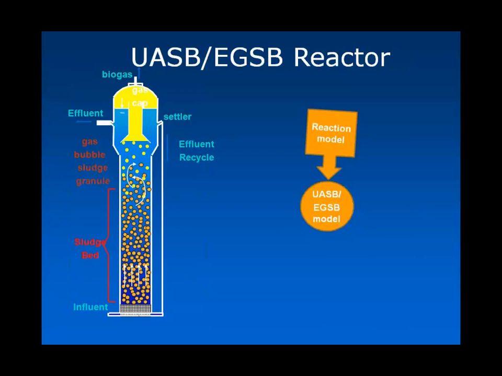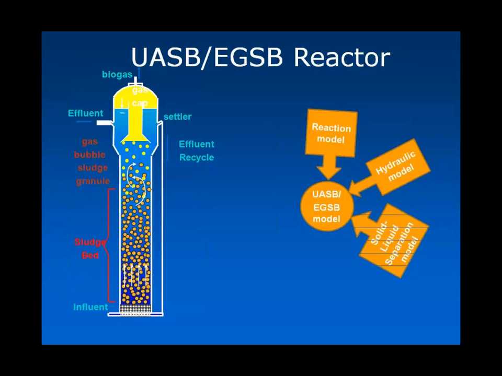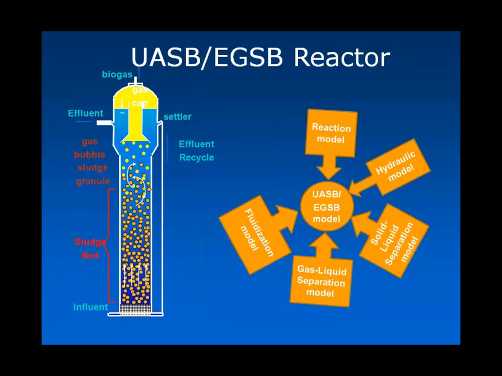We needed to have a hydraulic model to indicate how things are going to change if you increase the loading and the way that granule bed is going to increase. We needed a solid liquid separation model, obviously, to be able to keep the granules in there. We have to get the gas out through a separation model for the gas. And we need a fluidized bed model and some sort of substrate transport and utilization model. So there's a lot going on there all together at the same time.